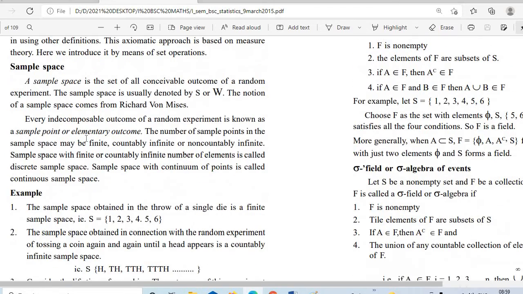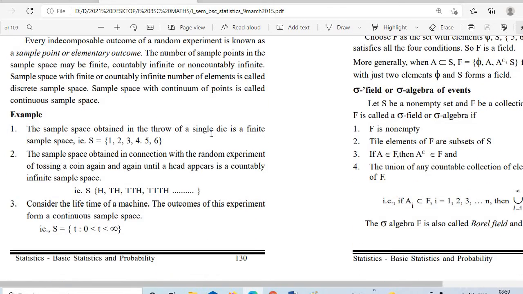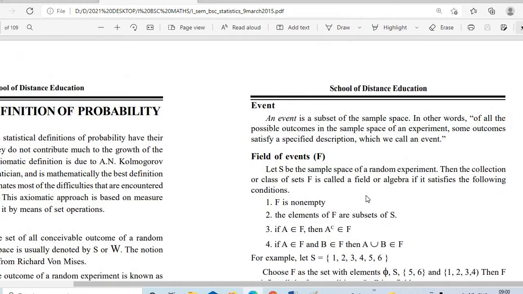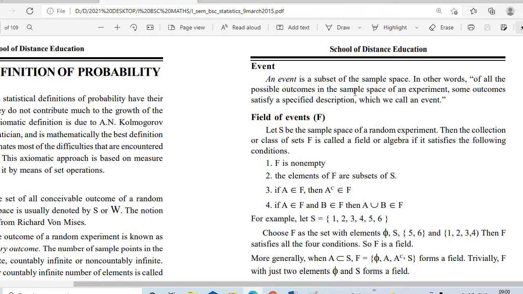Sample space, example. Sample space of tossing a single die, that is, the sample space is this one. Sample space of tossing a coin until we get a head. We will stop the experiment when we obtain a head. So this is the sample space. Now lifetime of a machine, 0 to infinity. Possible values are 0 to infinity. An event is a subset of the sample space.